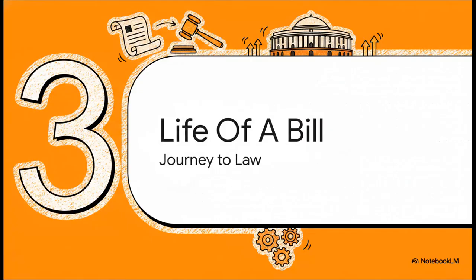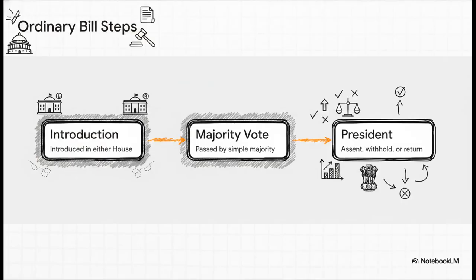Which brings us to Section 3, the life of a bill. Let's trace the dynamic journey of a standard ordinary bill from a simple proposal to an enacted law. It's a pretty straightforward sequence. First, it gets introduced in either House of Parliament. Second, it has to be passed by a simple majority in both the Lok Sabha and the Rajya Sabha. And finally, under Article 111, it's presented to the President, who can either declare their assent, withhold it, or actually return the bill to the Houses to be reconsidered.